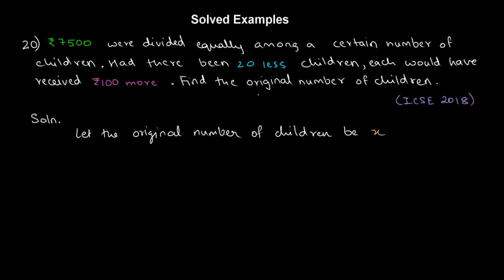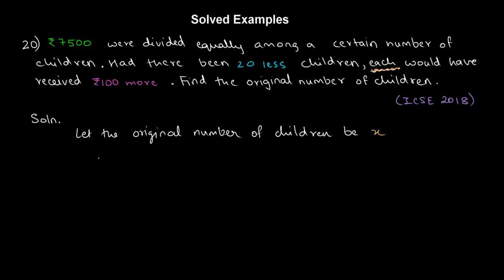And why do I need to find that value? Because if you read the entire question, 7,500 was divided amongst x children. Had there been 20 less, each child would have received rupees 100 more. So we are talking about how much each child is receiving, and around that parameter is what I'm going to frame my quadratic equation, right? So let the original number of children be x.